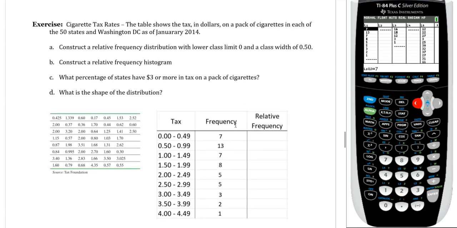Describing the shape is really good because then you can just tell the reader what the data looks like, and if I tell you the data looks skewed right, then you can have an idea in your head already of what the data looks like without even seeing a picture.